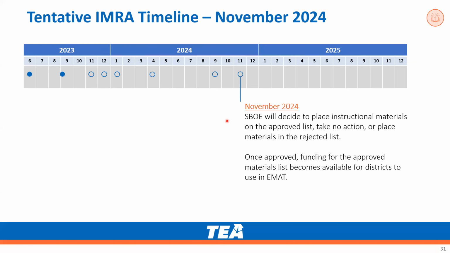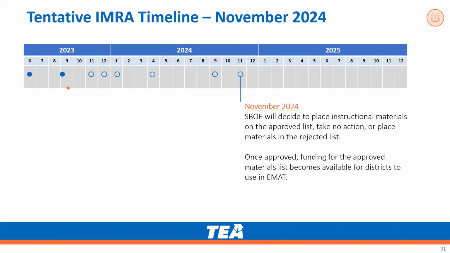And if all goes well, in November of 2024, the board will then make a determination about the instructional materials that were reviewed. They have several options, but the main ones will be to either place the materials on the list, they can reject the materials, or they can take no action and have the materials go through the process again. They can also make suggestions for the materials to be improved for their approval as part of this process. At that time, once the board has approved materials, that is when that new funding, as I mentioned earlier, will be unlocked.